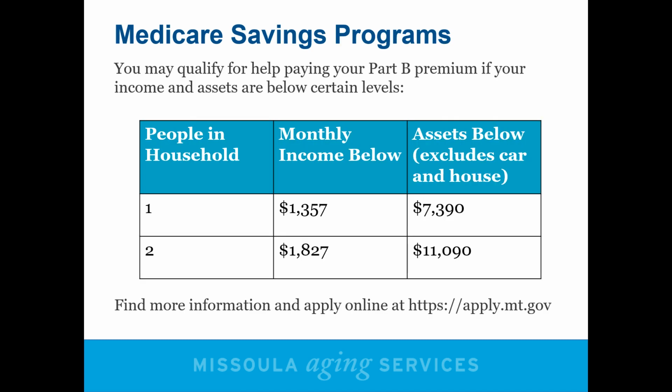There are programs that can help you to pay for those expenses that Part A and Part B leaves you with. I highly encourage you to check that out. Here are the income and asset limits. Check this out before you look into additional coverage like we're about to talk about. See if you can get financial help from the government first. Get all the benefits you're eligible for.